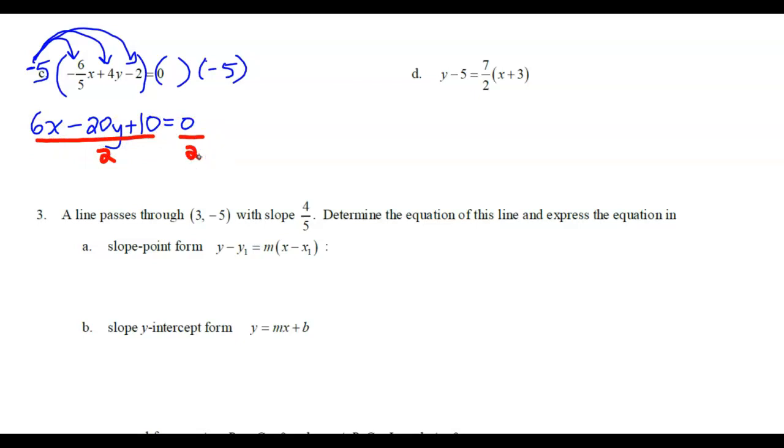Now, I could have multiplied originally by negative 5 over 2, but you might not see that right away. So there's no harm in taking 2 steps to do it. And so now that's 3x minus 10y plus 5 equals 2. Now I'm good. There's no common factors between all of those terms. Oh, sorry, I meant equals 0. 0 divided by 2 is 0.